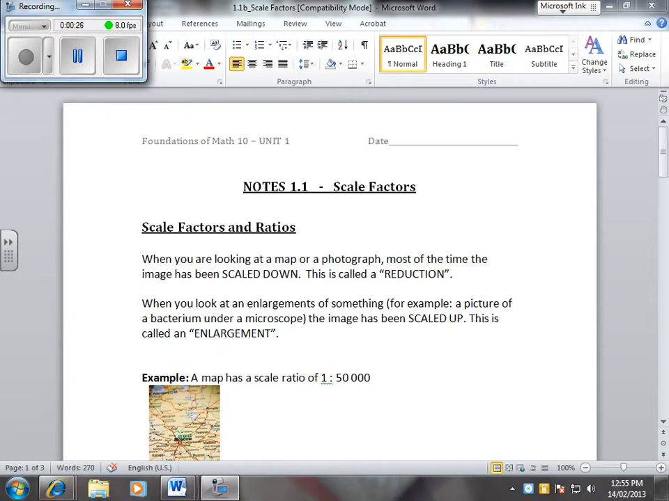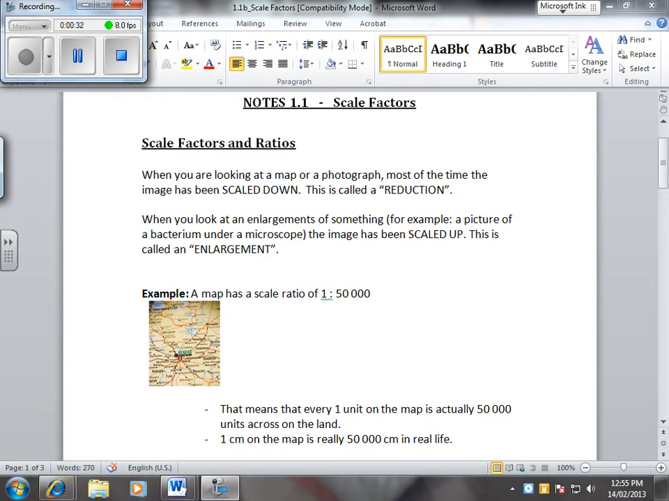So today we're going to do scale factors. When you're looking at a map or a photograph, most of the time the image has been scaled down. Think about Canada. Canada is really, really big. If we had to map the actual size of Canada, it would have to fit in all of Canada, but instead we can just hold a map of Canada in our hands, and we call this a reduction, to make smaller.